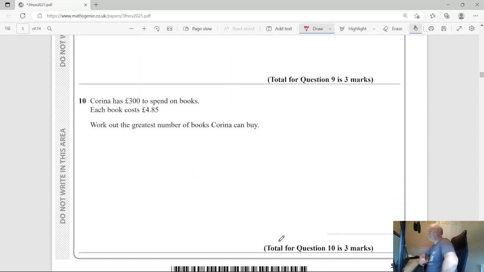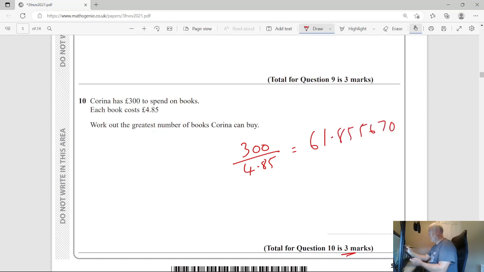Question 10. Karina had £300 to spend on books. Each book cost £4.85. Work out the greatest number of books Karina could buy. All we're doing, okay, it's a three mark question. So we've got 300 divided by £4.85 equals. So that's what I'm going to put in my calculator. 300 divided by £4.85 is going to give me 61.8556701.